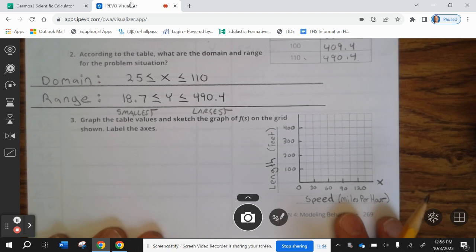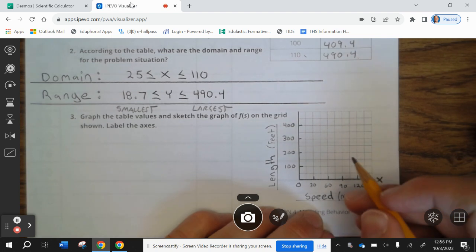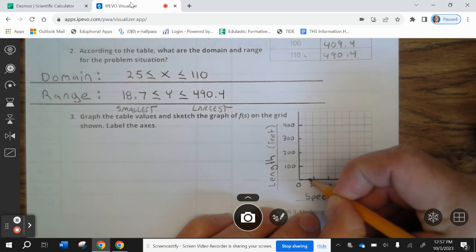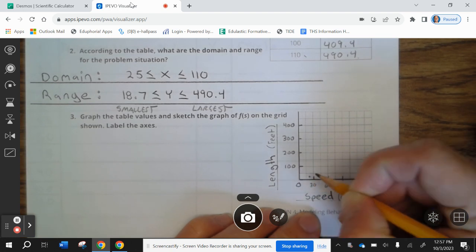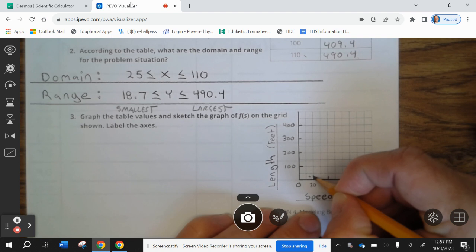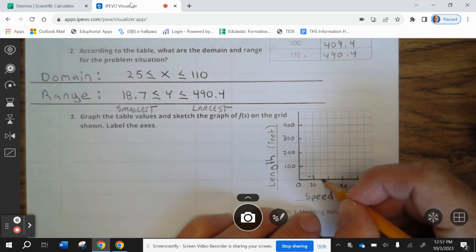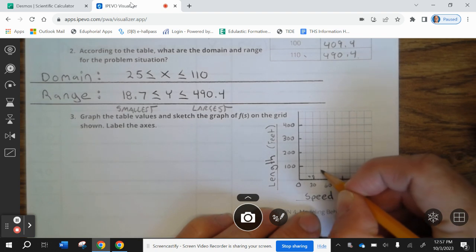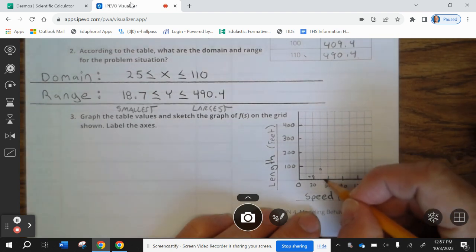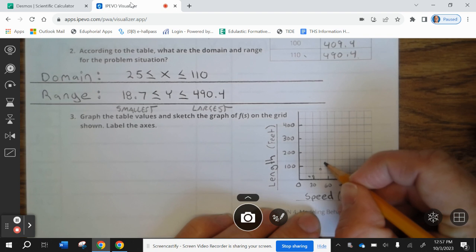All right, graph the table values and sketch the graph of f of s on the grid. So we're going to have to approximate 25, which is somewhere around here, 18, and then 30, 32, which again might as well be the same. They're just so close together since we're approximating. 45, which is here. 85, we're getting closer to the 100. 55, which is about right here. We're getting to 129, so somewhere around there.